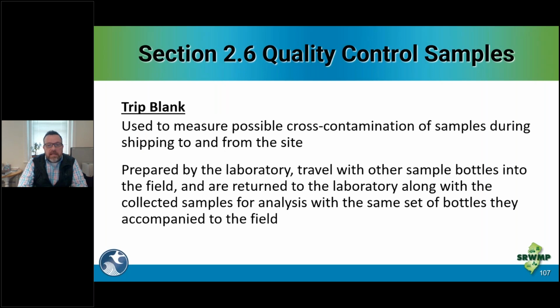So now I'll go into detail on the different types of quality control samples. First one I'm going to discuss is the trip blank. This is used to measure possible cross-contamination of samples during shipping to and from the site. This is prepared by the laboratory, travels with the other sample bottles into the field, and is returned to the laboratory along with the collected samples for analysis, with the same set of bottles they accompanied in the field. It is critically important to note that only the laboratory should be opening trip blank sample containers.